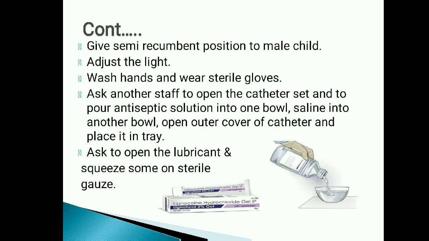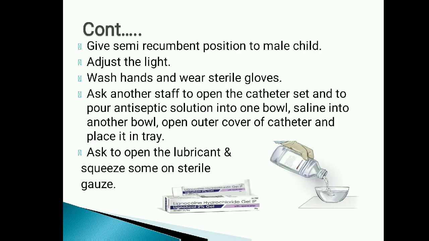Next is adjust the light if there is no sufficient light. You can use flashlight or torch. Wash hands and wear sterile gloves once again to reduce the risk of transmission of microorganisms. Ask another staff to open the catheter set and to pour antiseptic solution into the bowl, saline into the another bowl. These two bowls are taken from the sterile tray. Open outer cover of the catheter and place it in the tray. Keeping all the articles ready for use help in saving time and prevent chances of contamination.